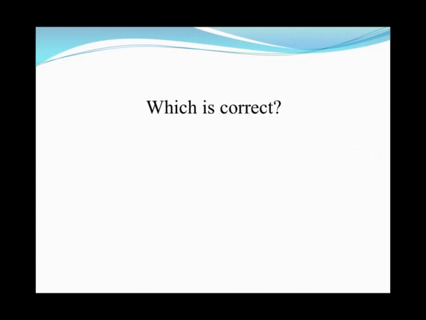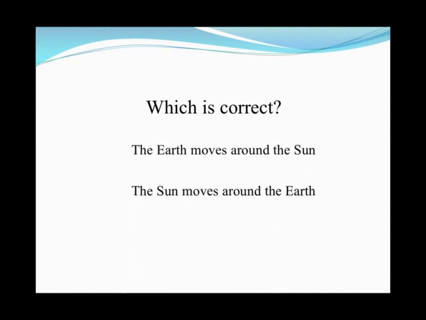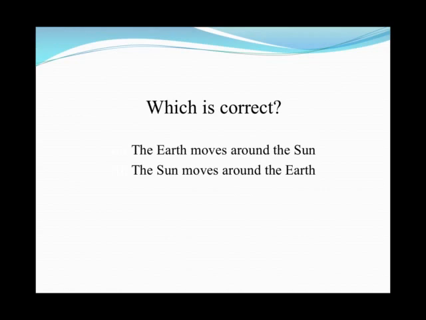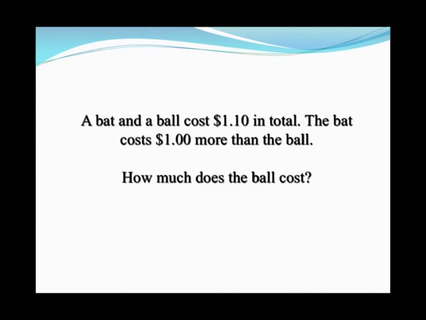Okay, which of the following is correct? The Earth moves around the Sun, or the Sun moves around the Earth? 10 seconds. Okay, a bat and a ball cost $1.10 in total. So together they cost $1.10. The bat costs $1 more than the ball. How much does the ball cost?